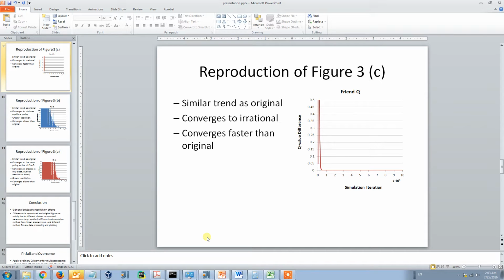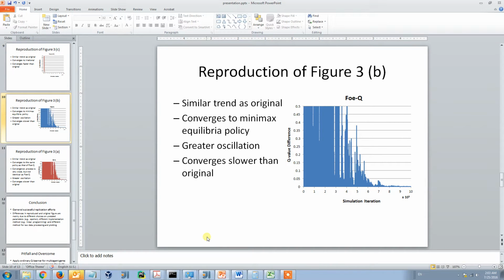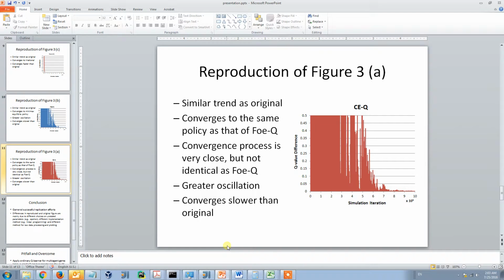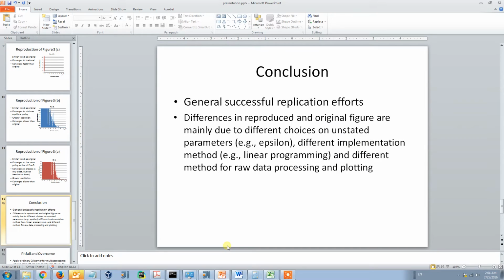convergence is much faster than the original. This is the reproduced foe Q, similar trend, but mine has greater oscillation and it converges slower than the original. This is the reproduced uCE-Q, very similar to the original one, though it was supposed to be identical, mine is not. And I would consider this mainly because of some implementation imperfection.